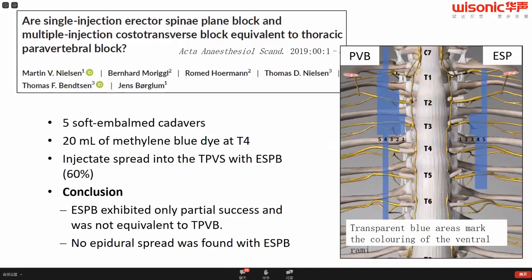In another cadaver study, the authors compared a paravertebral block with an erector spinae plane block. They injected 20 ml of methylene blue at the level of T4, and they found that after an erector spinae plane block, the injectate spread into the paravertebral space in only 60%, compared to 100% when they did a paravertebral block. So the spread into the paravertebral space was inconsistent.